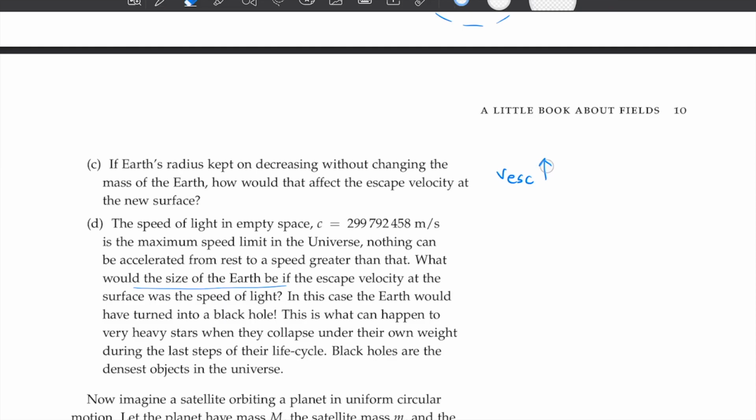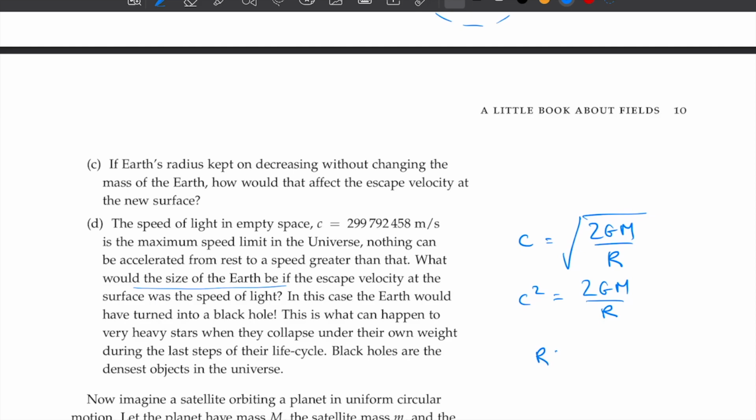So we have the escape velocity formula, which is the square root of 2GM over r. Now let's put the escape velocity equal to the speed of light c. And then let's rearrange this to isolate r, the radius. And you get this interesting formula.